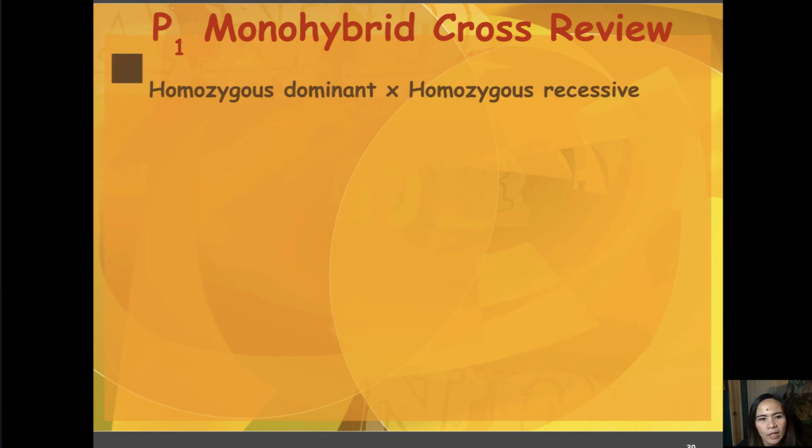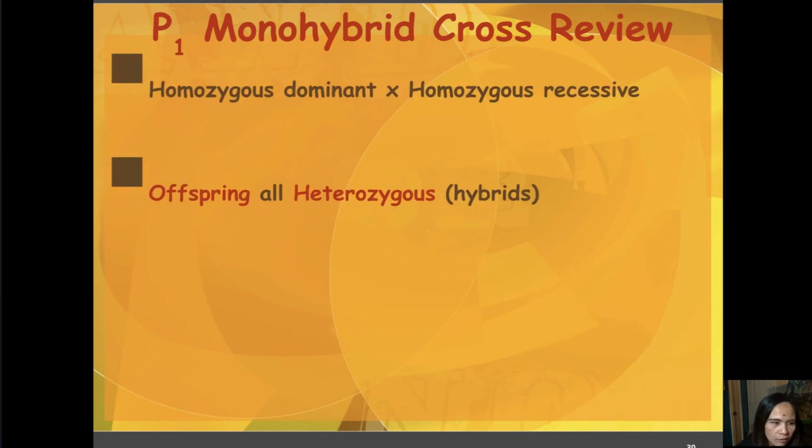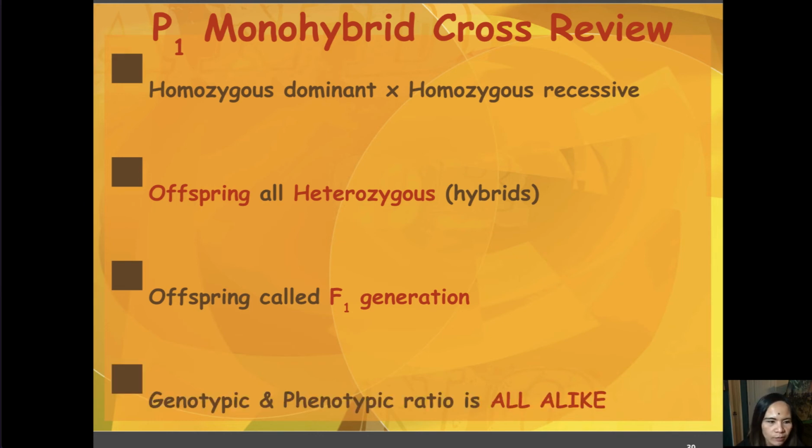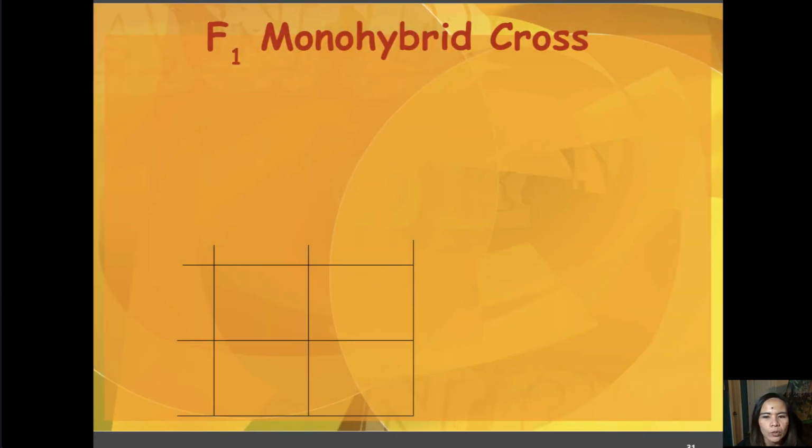The homozygous dominant and the homozygous recessive: all offspring will become heterozygous, or hybrids. And the offspring are called the F1 generation. Now, all the genotypic and phenotypic ratios are alike. Now, what are we going to do with that F1 generation?